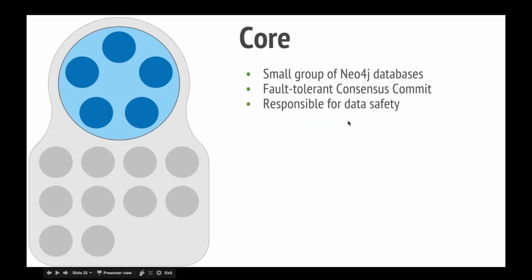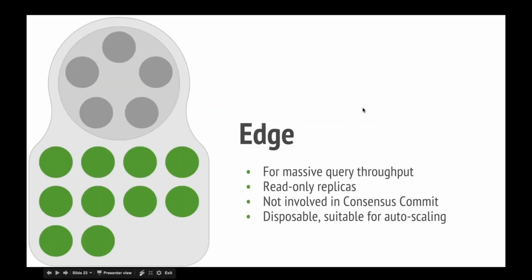So that was talking about the core. Small group of databases responsible for consensus commit and the safety of the data, therefore. If we look at the edge, this is a collection of read replica servers that are designed to provide support for very large-scale query throughput. And this architecture was actually based on the experience of a number of our customers requiring a disproportionately large support for high read throughput relative to the update traffic that was being supported by the cluster.